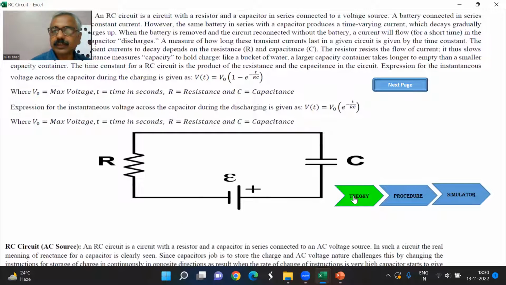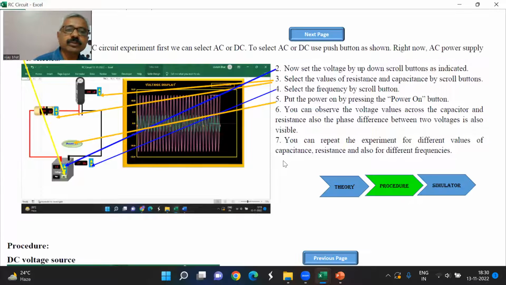So here there are three tabs. One is the theory tab, which is enabled right now, so the color is green. Another one is the procedure tab. In this procedure tab, you can see how we can use this simulator. This procedure is completely described here. And the third tab is the simulator. As soon as we press this, we will reach the simulator. And now we will go to the simulator and have a demo of it.